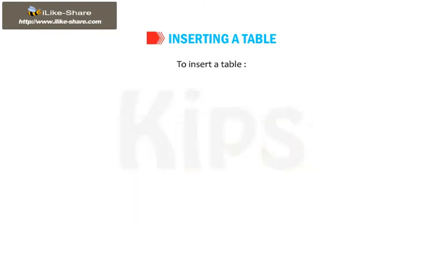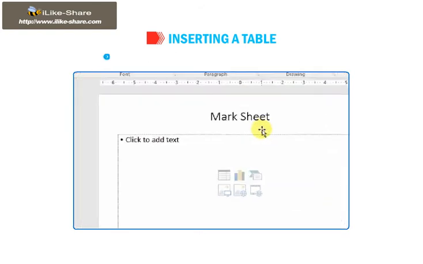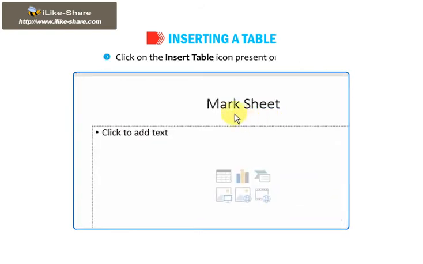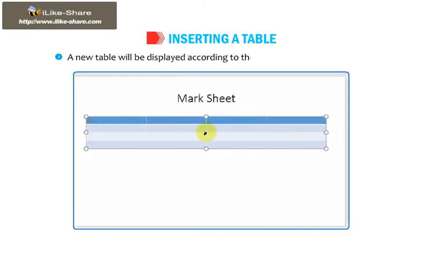To insert a table, select the Title and Content Layout slide in a presentation. Click on the Insert Table icon present on the slide. The Insert Table dialog box will appear. Define the number of columns and rows and click OK. A new table will be displayed according to the defined rows and columns.